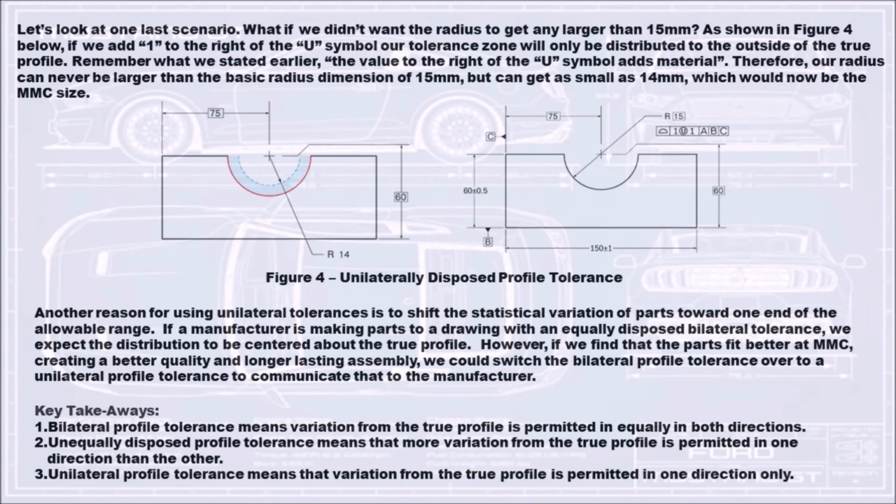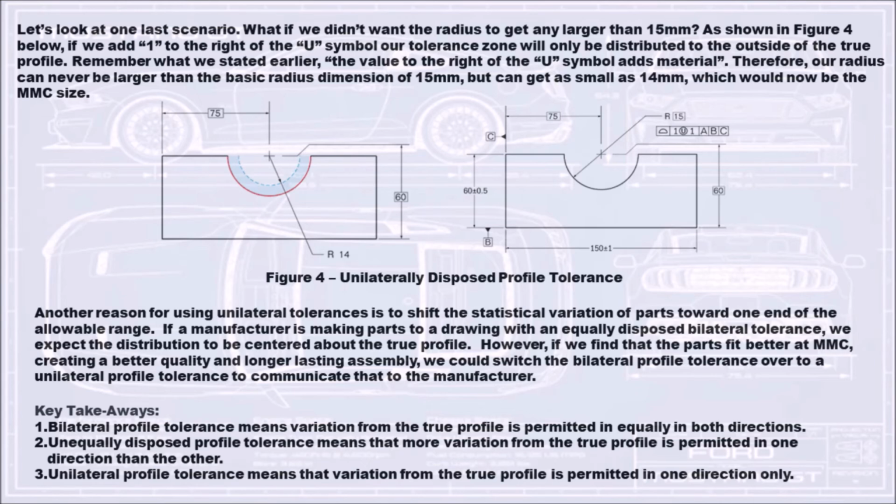Let's look at one last scenario. What if we didn't want the radius to get any larger than 15 mm? As shown in figure 4 below, if we add 1 to the right of the U symbol, our tolerance zone will only be distributed to the outside of the true profile. Remember what we stated earlier, the value to the right of the U symbol adds material. Therefore, our radius can never be larger than the basic radius dimension of 15 mm, but can get as small as 14 mm, which would now be the MMC size.